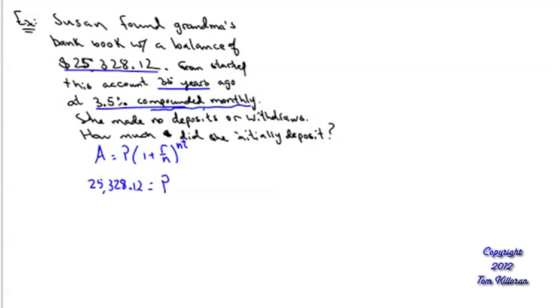I don't know P. 1 plus 0.035 divided by 12 because it's compounded monthly, raised to the 12 times 35 years. The first calculation you should do is the 12 times 35. So what's 12 times 35? 420. You know, cross that off, right? 420. Now, I need to solve for P.